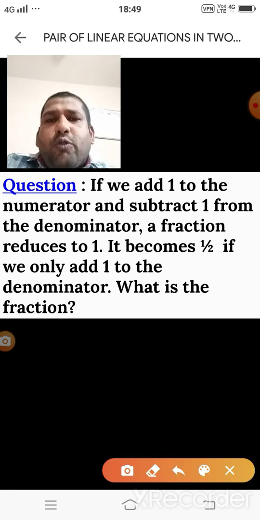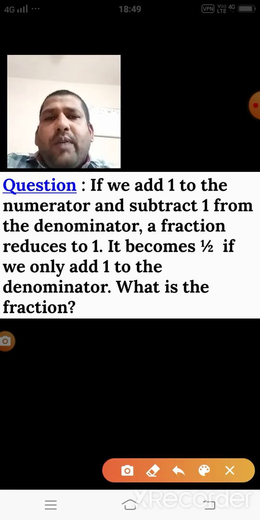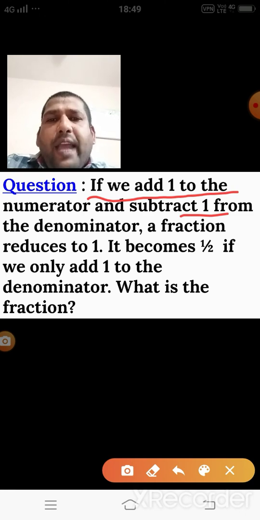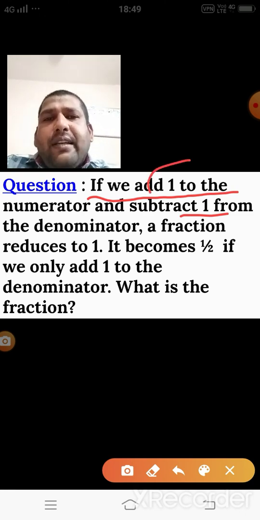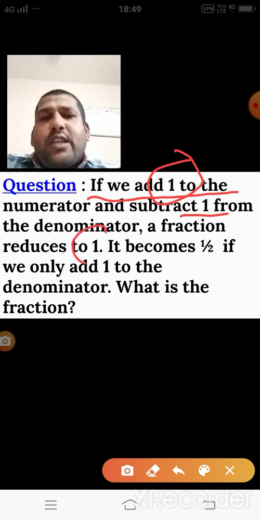Let us take one more question. Here I am taking a statement problem, and the statement we have is, if we add 1 to the numerator and subtract 1 from the denominator. Means if we have a fraction and if you add 1 to the numerator and subtract 1 from the denominator, then the fraction reduces to 1.